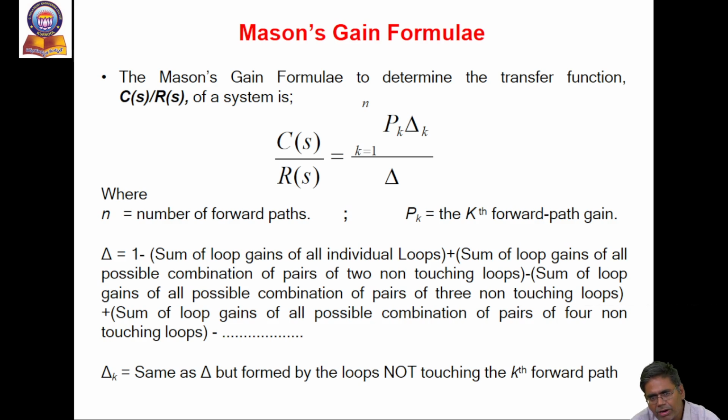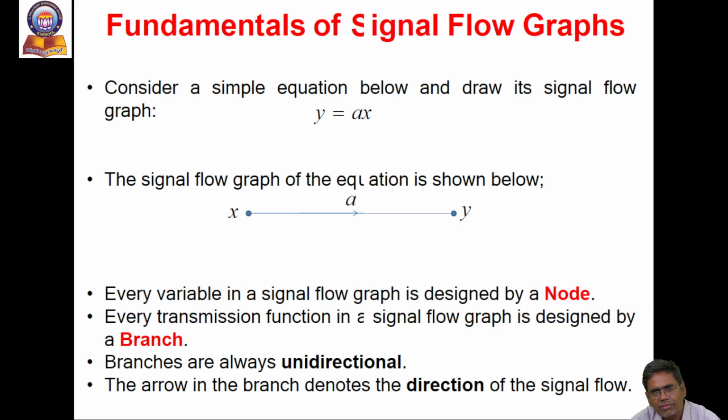This is a very important formula to determine the overall transfer function from the signal flow graph by using Mason's gain formula. This is one more method to find the total transfer function. One is block diagram reduction techniques. Another simple way is by using Mason's gain formula.